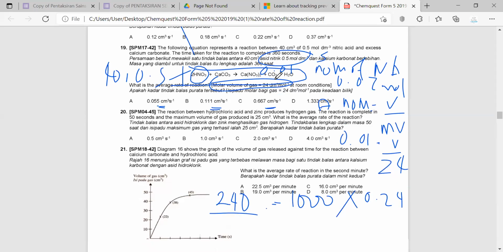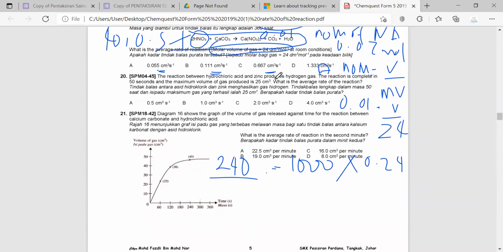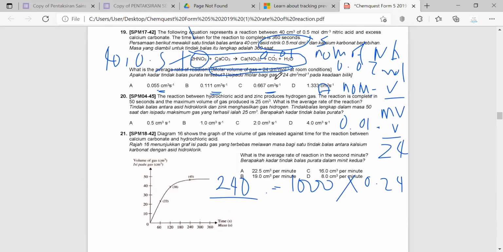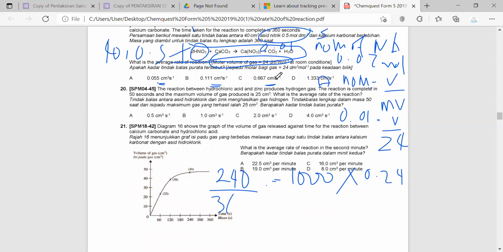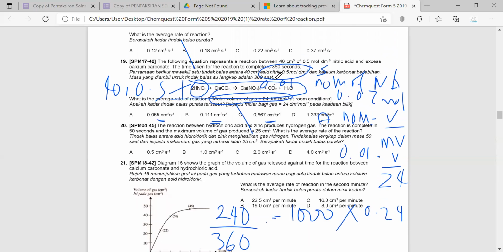What is my time? 360 seconds. Very good. It is 360 seconds. Okay, press the calculator, everyone. 0.6667. Very good. Yes, the answer is C. This is the kind of SPM question that can come out. Nowadays they like to ask this kind of questions. Okay, they love to ask question 19.